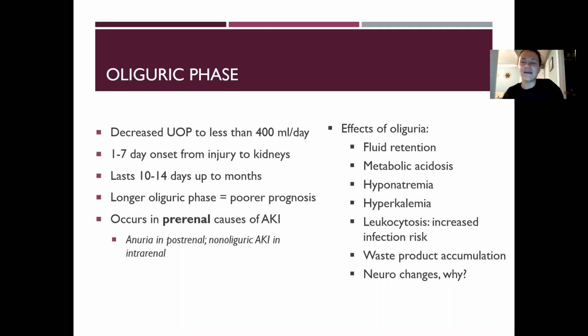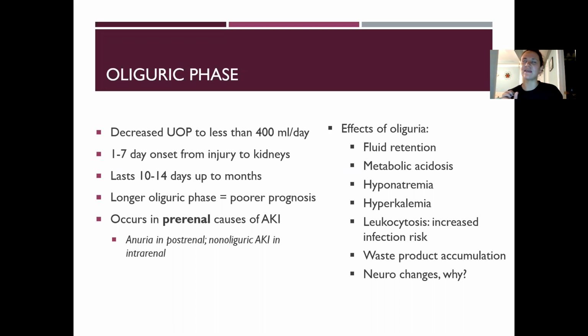So the oliguric phase is more common to occur in pre-renal causes of AKI. Now, medicine is not black and white, so this is one of those gray areas. I would love if it was nice and simple and every single patient with AKI went through all of these phases exactly as they're laid out here. But it's actually more common in post-renal obstruction cases to see anuria or no urine production until the obstruction is relieved. And then in intrarenal AKI, we usually don't see an oliguric phase, but it totally depends on the patient and what the exact cause is as to whether we'll see this oliguric phase.